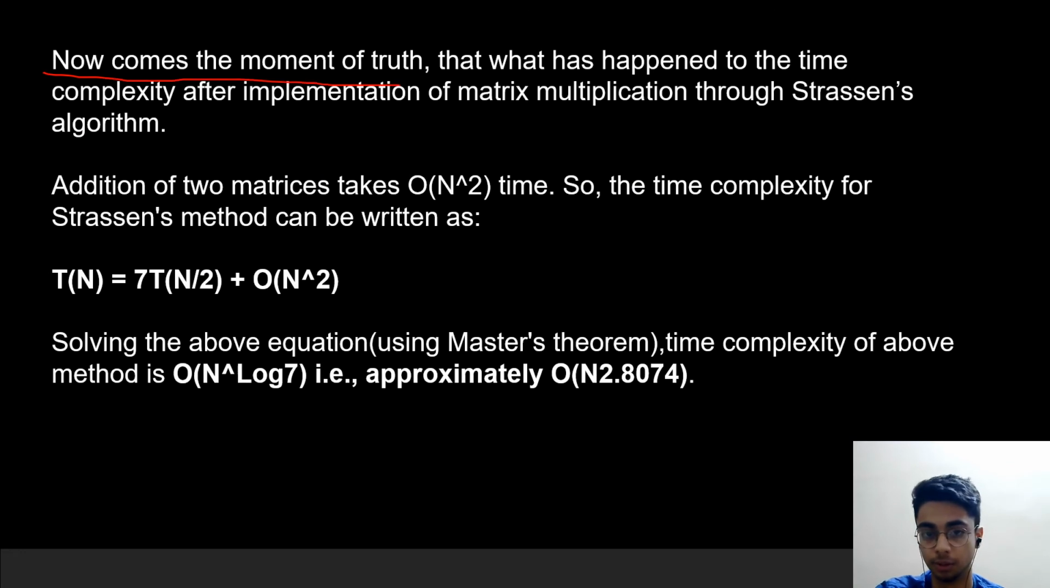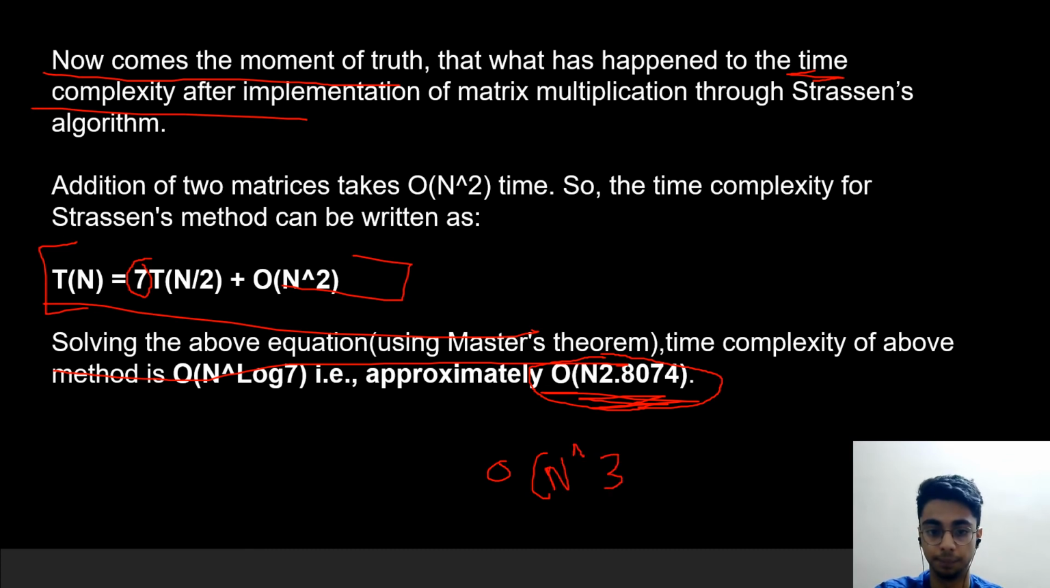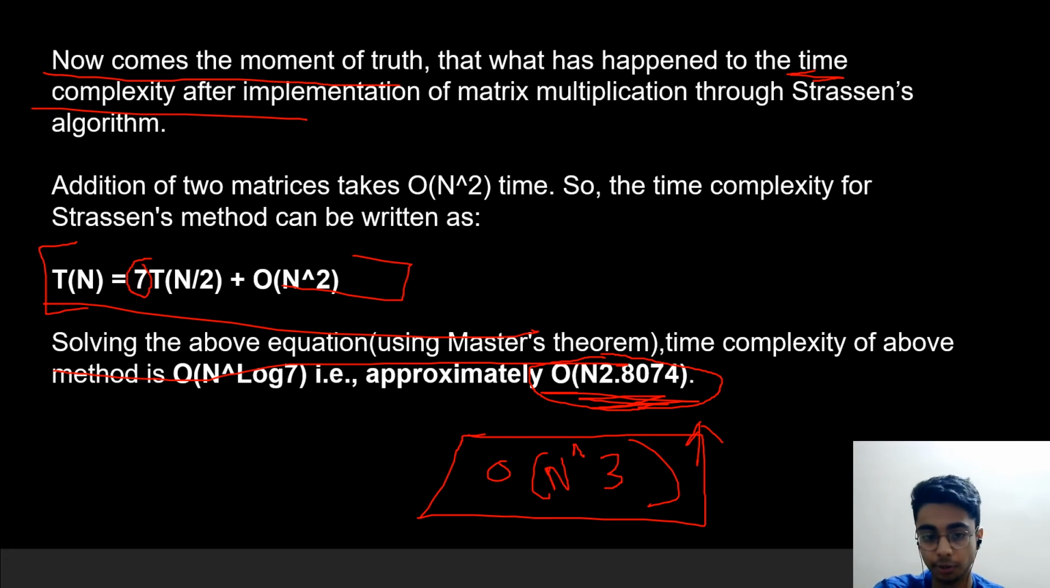Now comes the moment of truth. We did this because we needed to reduce the time complexity. And now let's see what the time complexity is. As we saw earlier, it was 8, and now this is the equation that we have got for this method. And now solving it again using Master's theorem, the time complexity was big O n to the power 2.8074. Earlier it was big O n to the power 3, and now it is 2.8 approximately.